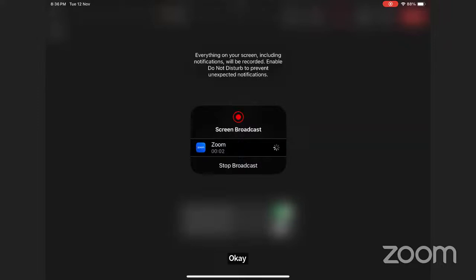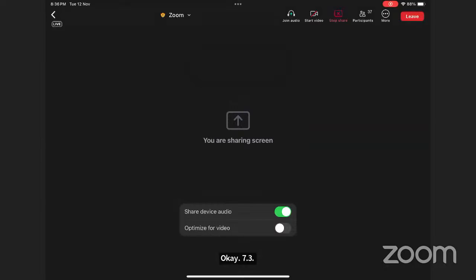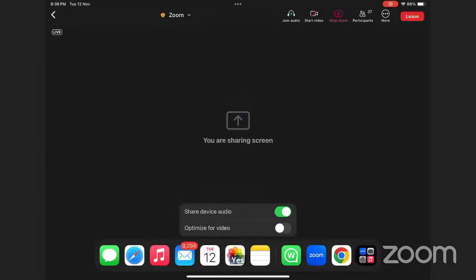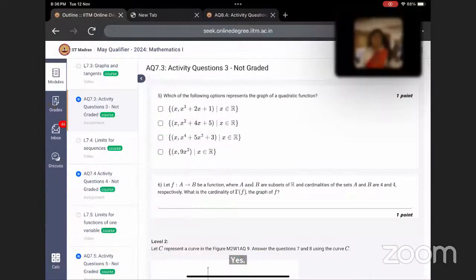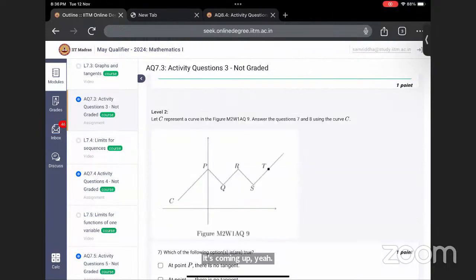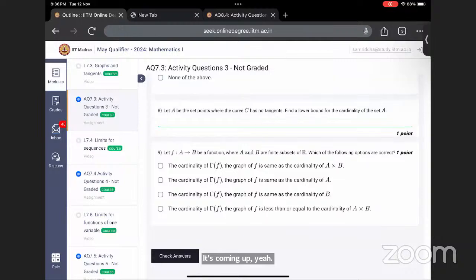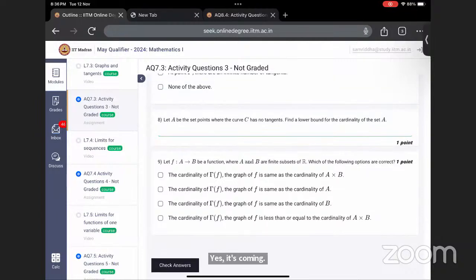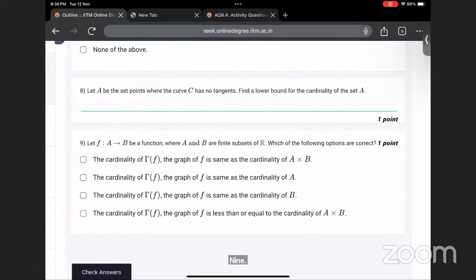Can you see the screen now? Is the screen visible? Yes, ma'am. Not yet, ma'am. It's loading. It's coming up. 7.3, question number 9.